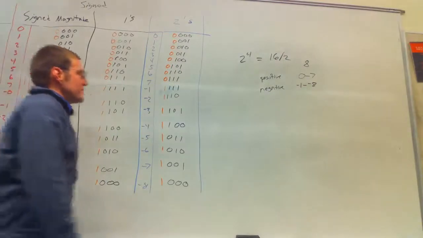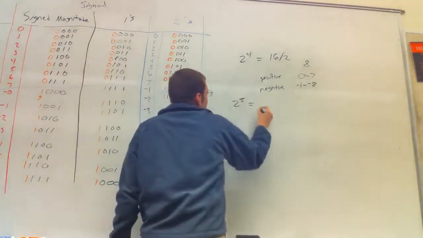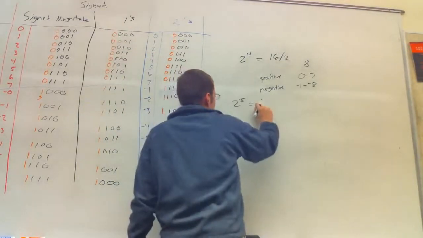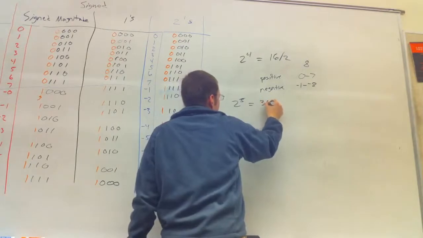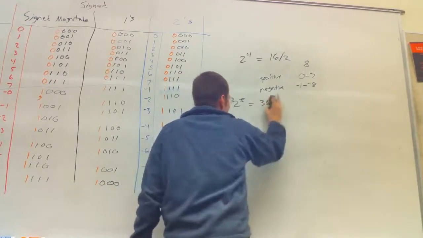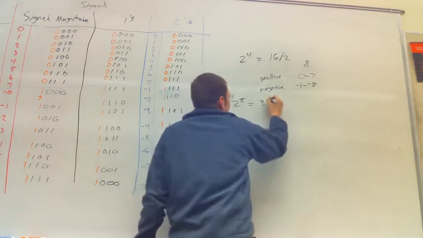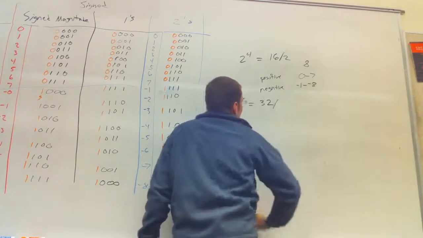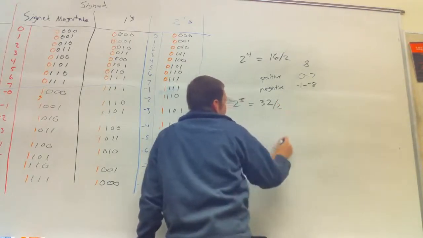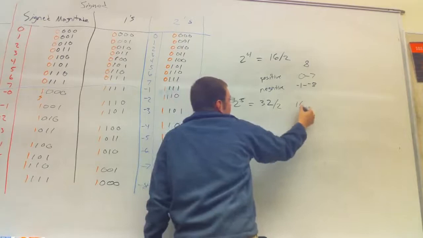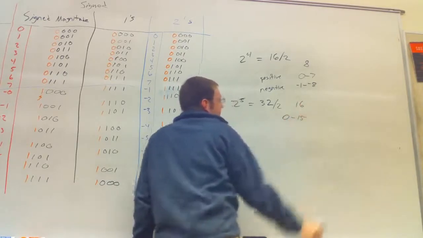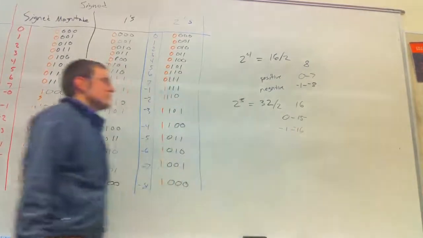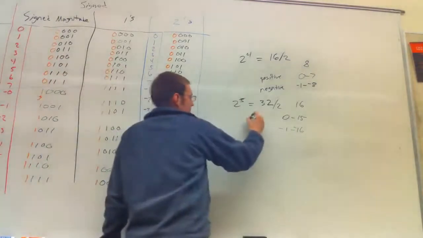Okay. If I do 2 to the 5th, that is 32. So divide it by 2. What's our range? It's 16. So we go 0 to 15 for positive, and then we get -1 through -16. So that's our positive and negative range.